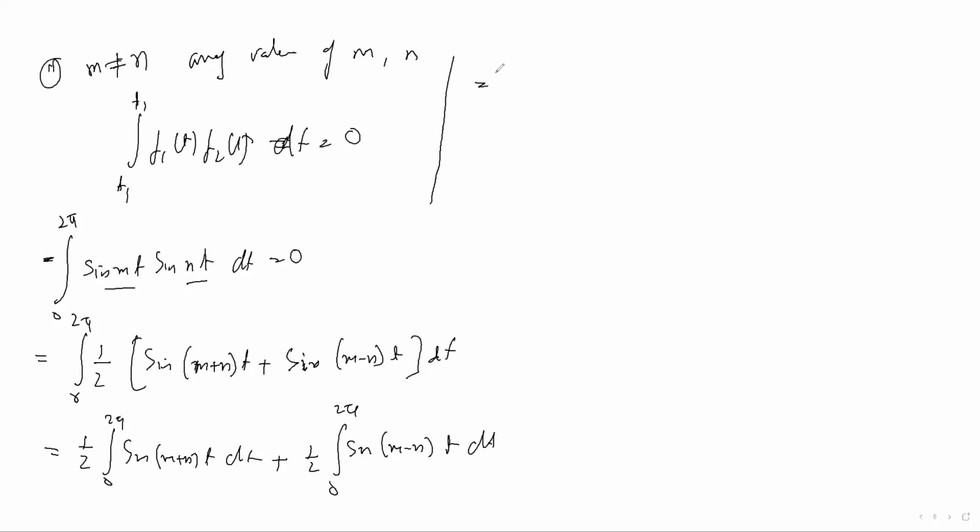When you take the integration of sin, it will become cos, and it will be minus, so minus 2 by (m plus n). Sir, sin A sin B is equal to 1 by 2 of cos(A minus B) minus cos(A plus B). Sir, cos(A minus B) minus 1 by 2 of cos(A minus B) minus cos(A plus B).